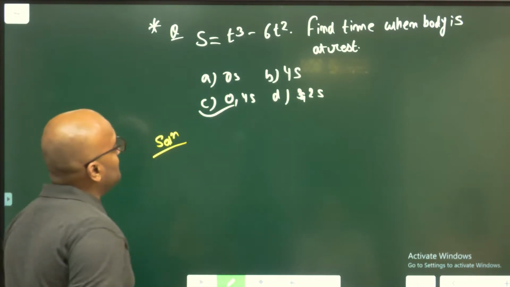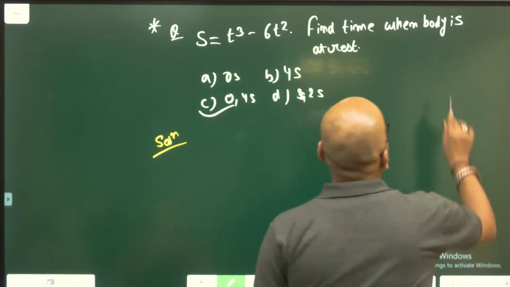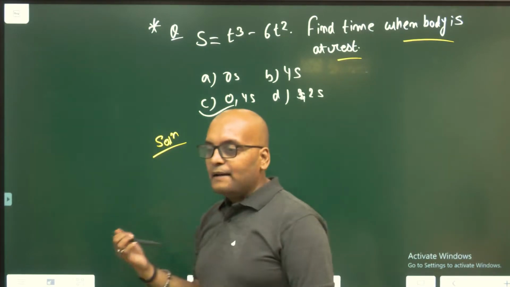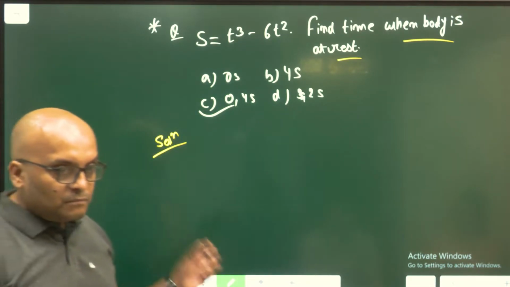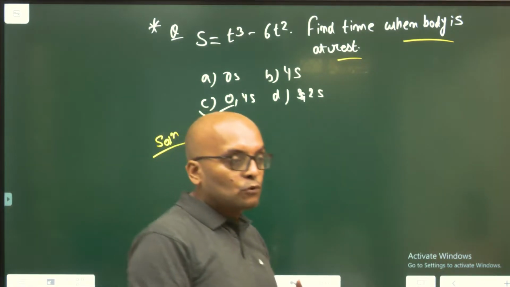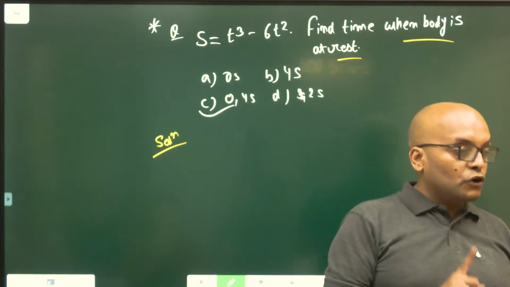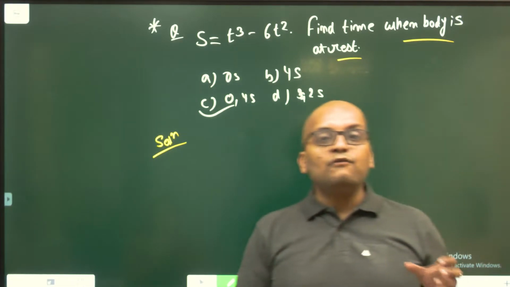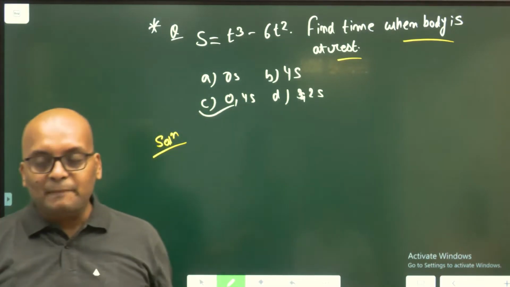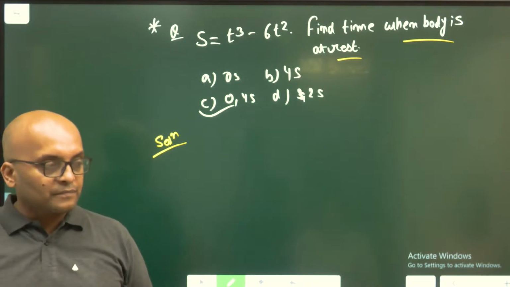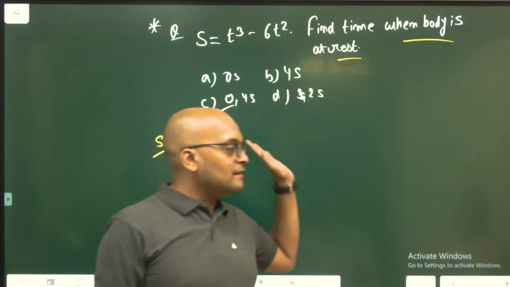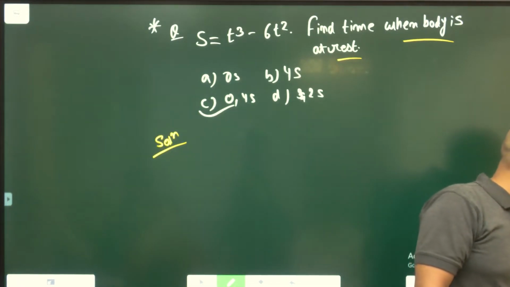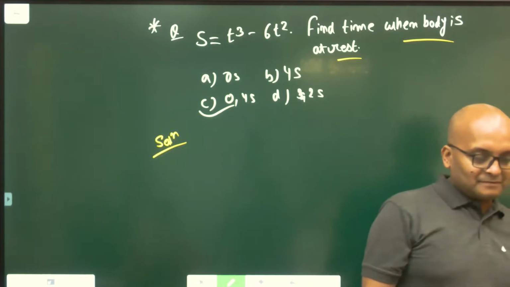First of all, Nikita, tell me. It is saying when body is at rest. How will we determine that body is at rest? So the velocity. Very good. Body is at rest or in motion, it is determined by velocity of a body. Never fall in a trap that if displacement is 0, then 0 and 4 seconds. Not 4 seconds. C. Sir, none of the options, because I'm getting 0 and 2 seconds.